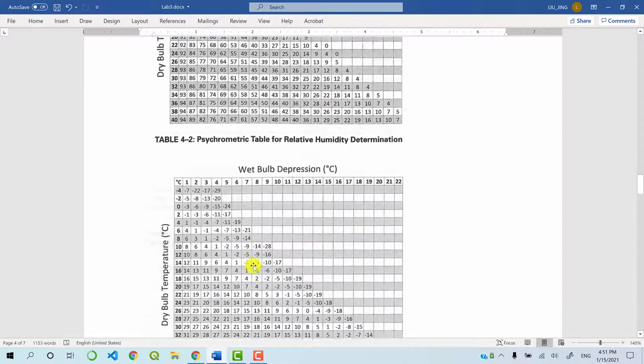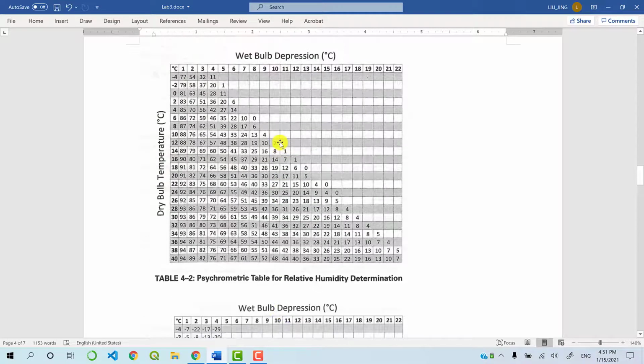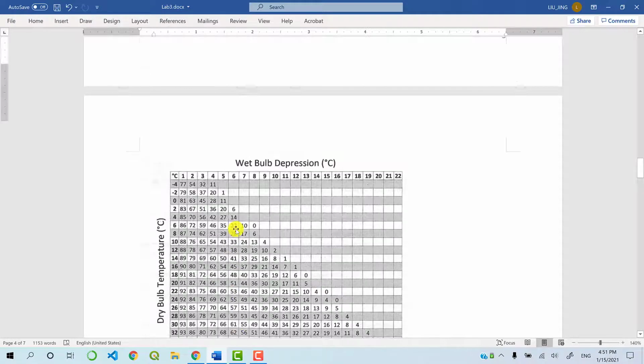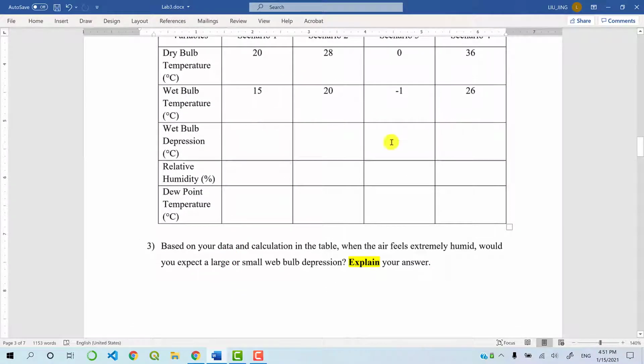Okay, same thing for your dew point temperature. Those 2 tables are very useful. Here you can see the dew point temperature in scenario 1. We use those a lot. And once you finish the calculation, take a look at your wet bulb depression, this line. Well, then think about this.